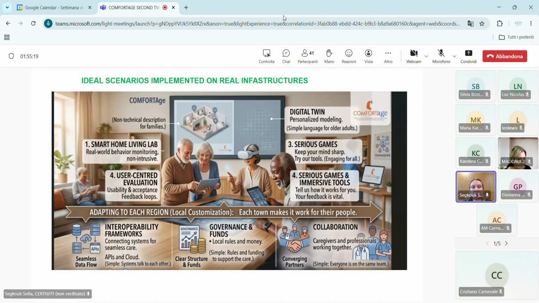This is a consideration from us, and the answer so far from our experience is the main principle of a person-centered management of the overall technologies implemented, the overall frameworks, and so on.